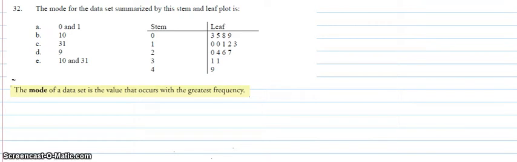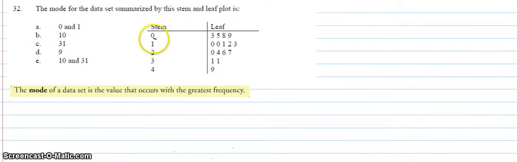The second step before we solve this problem is reviewing how to read a stem and leaf plot. The stem is the first digit of your number, and the leaf is the second digit of your number. So if you have a one-digit number, your stem is going to be 0. In this case, we have a 3, a 5, an 8, and a 9.